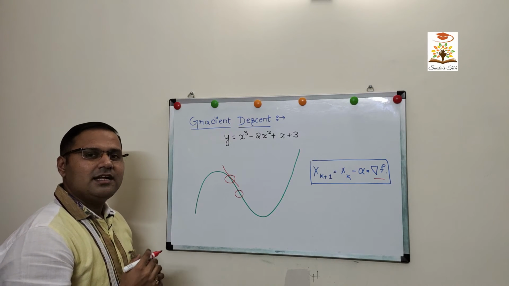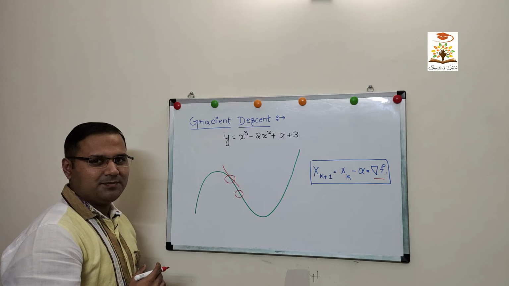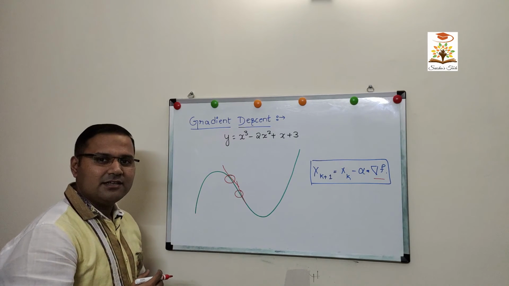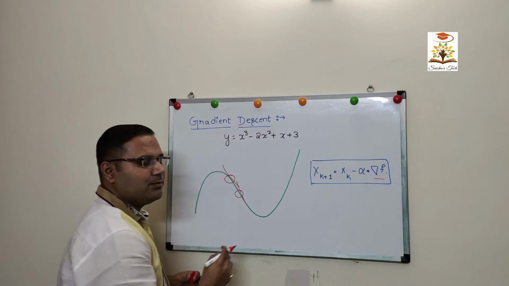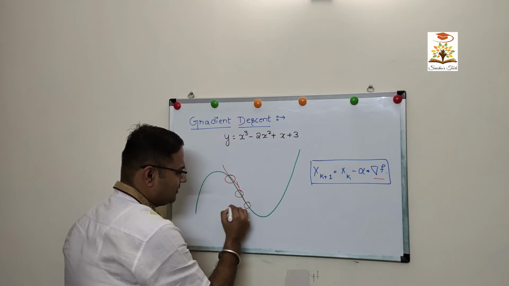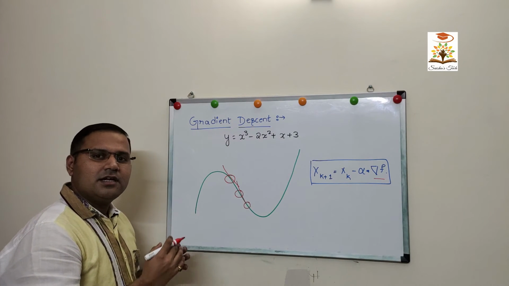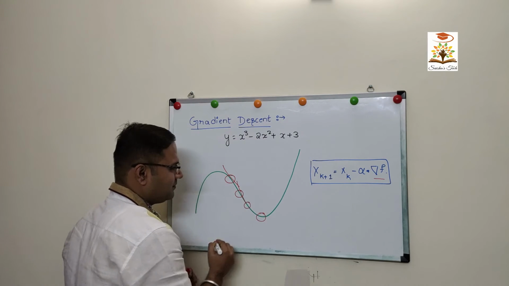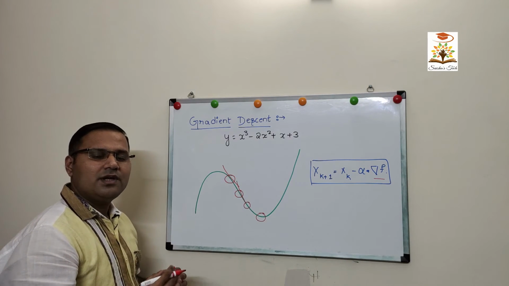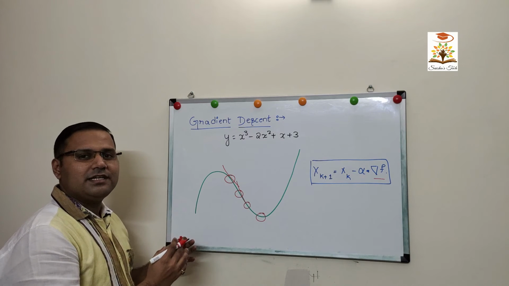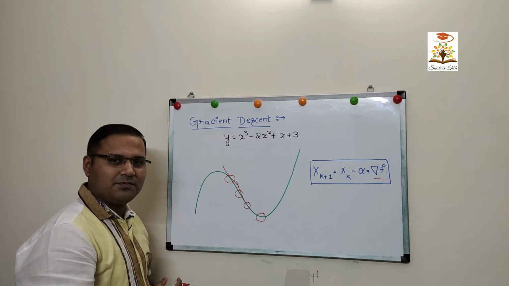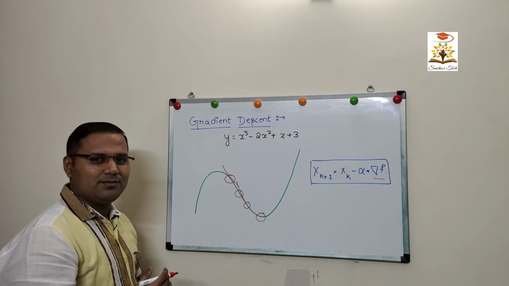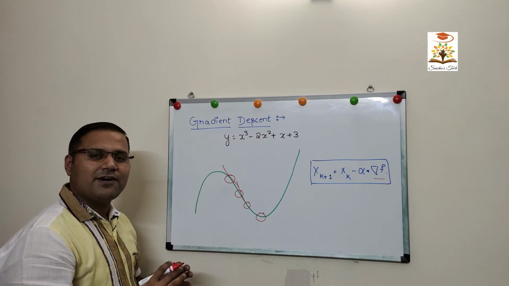Once again, at the k+1th position, we calculate our slope, and with the help of the learning rate, we move to the next position. This continues until we reach our minima. This is how, in an iterative manner, we reach our local minima. At a local minima, the derivative of the function is 0. Hence, that is the finalized value.